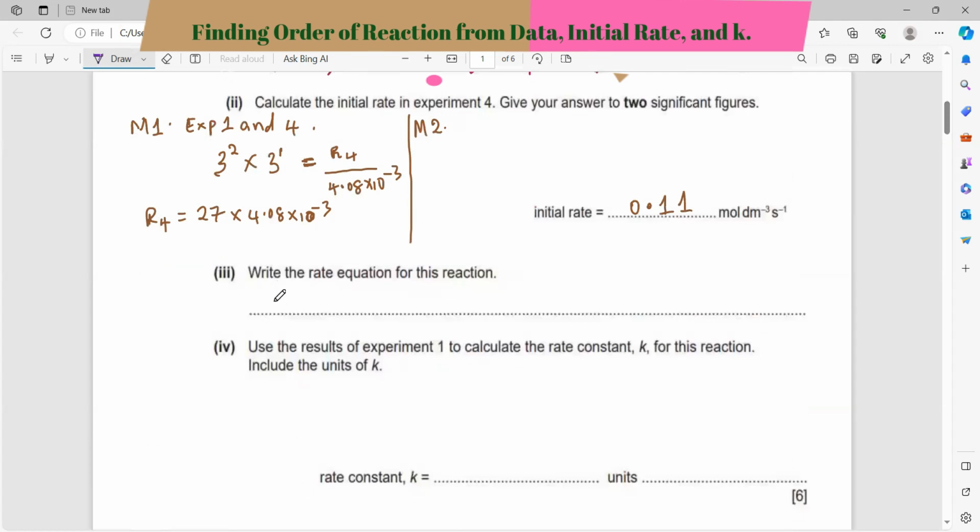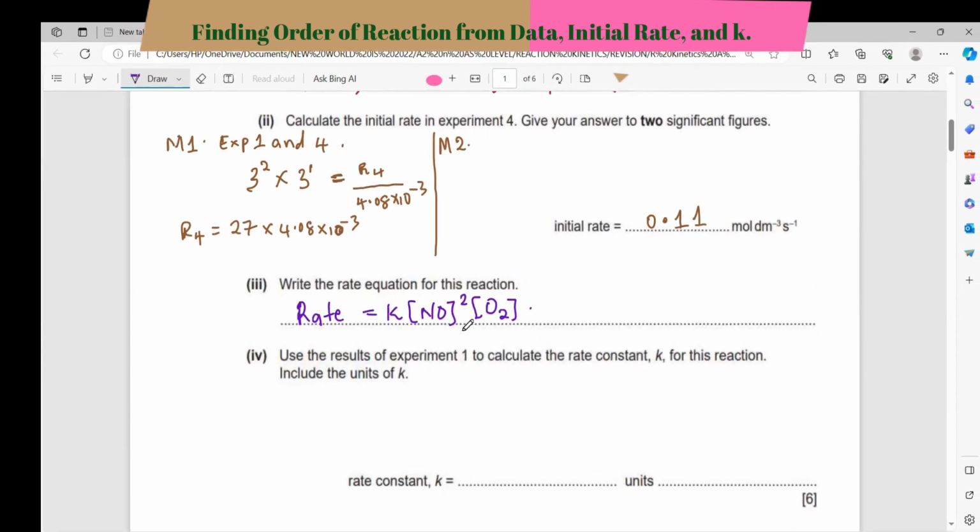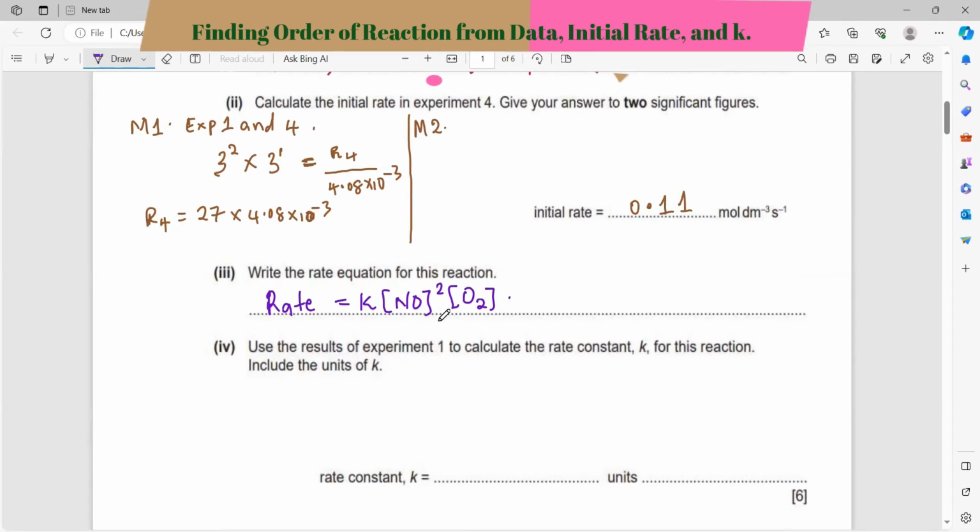So your rate would be your rate constant K multiplies the concentration of nitrogen monoxide, and the other was 2, right? And concentration of oxygen, you have that. So that's a rate equation. And Roman 4 says use the results of experiment 1 to calculate the K for this reaction, include the units of K.